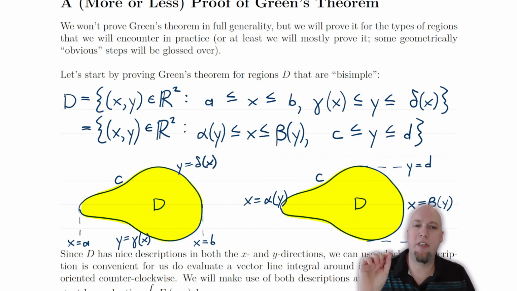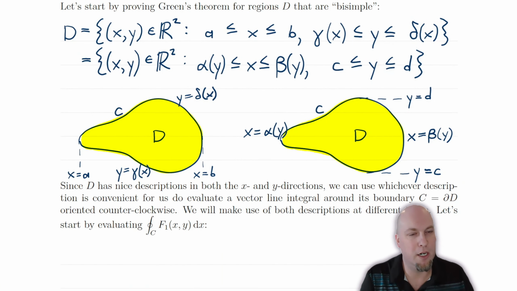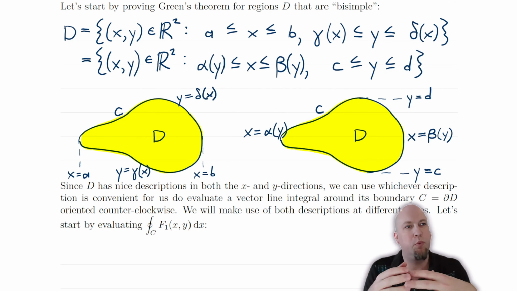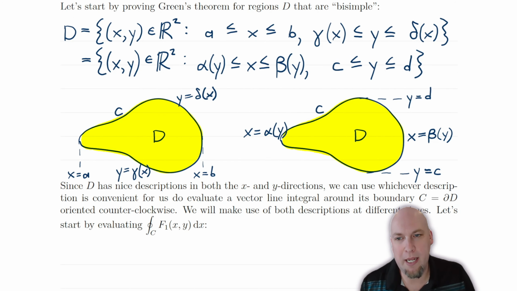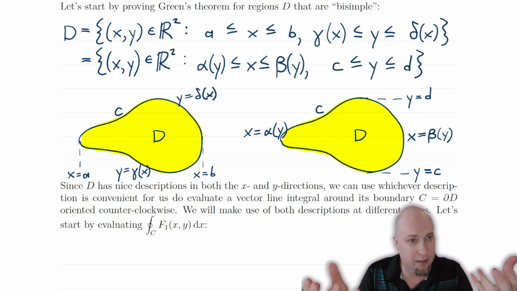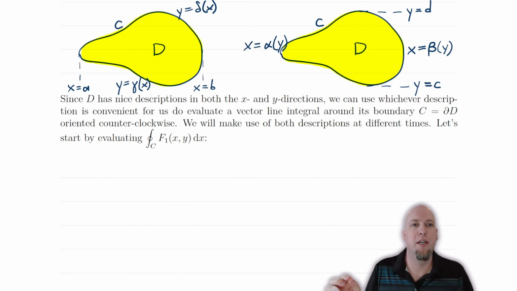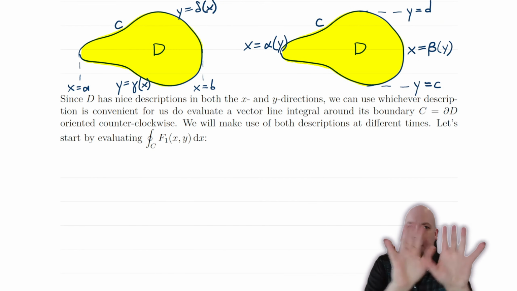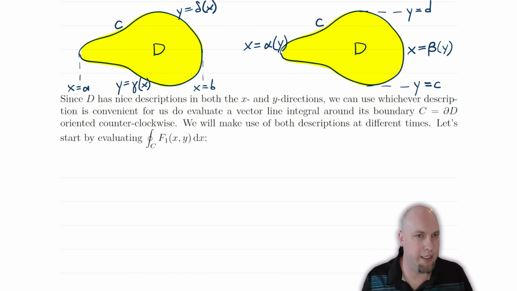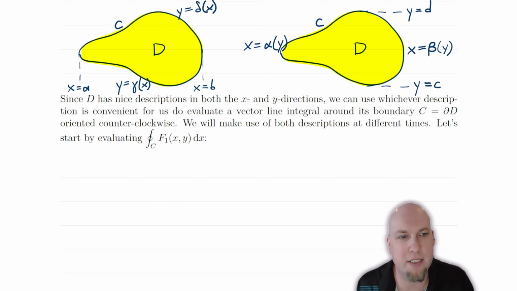Okay, and it turns out these regions are the simplest ones to prove Green's theorem for, because this flexibility of switching between a top and bottom description over to a left and right description gives you some way of showing, oh, this integral equals this integral over here, and you can make Green's theorem pop out. Okay, so let's see how it works for these types of regions first, and then we'll start generalizing to more exotic regions that don't have nice descriptions like this.